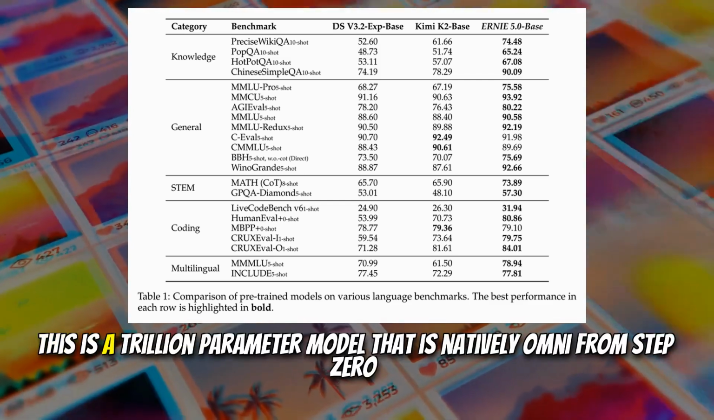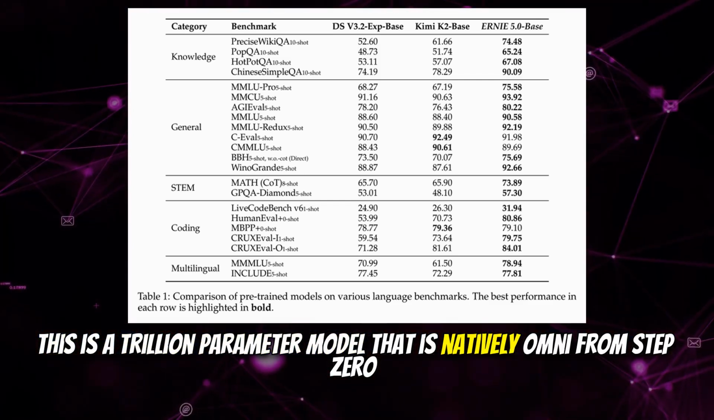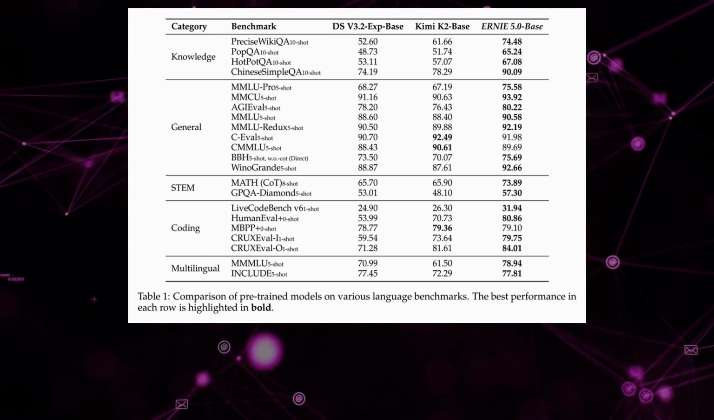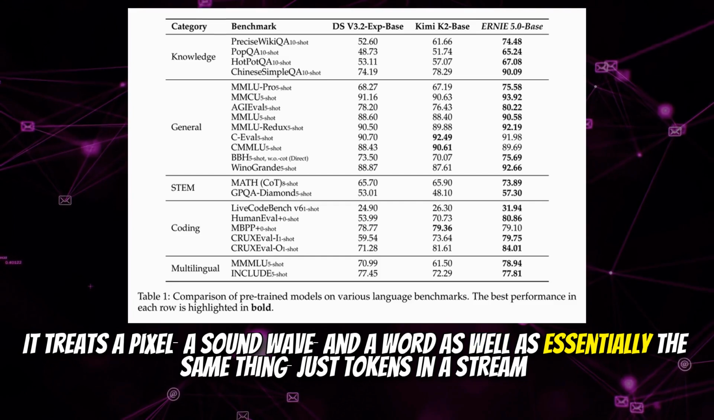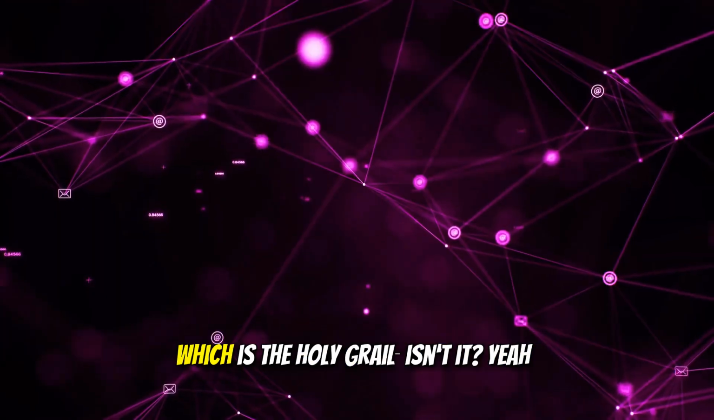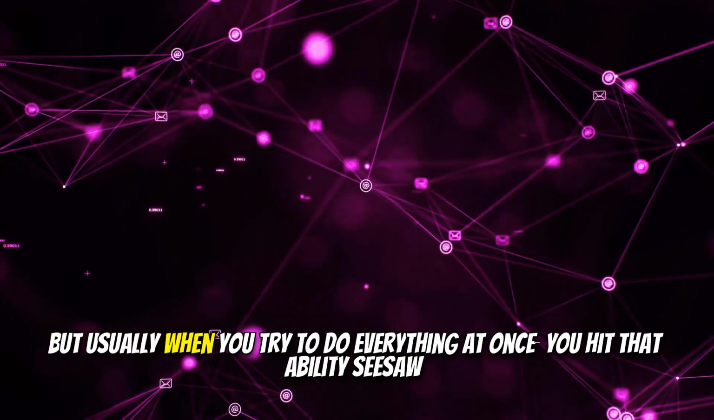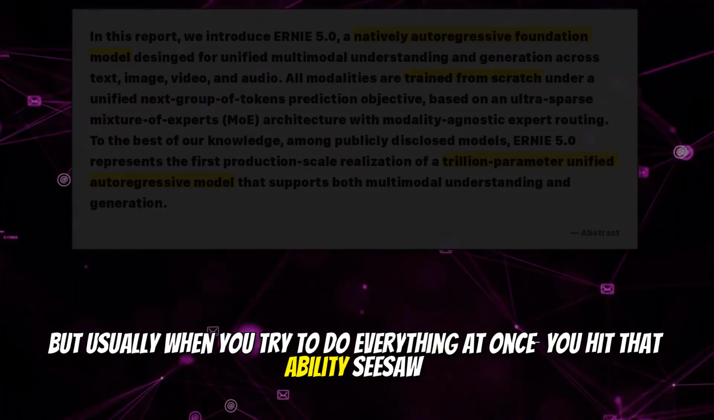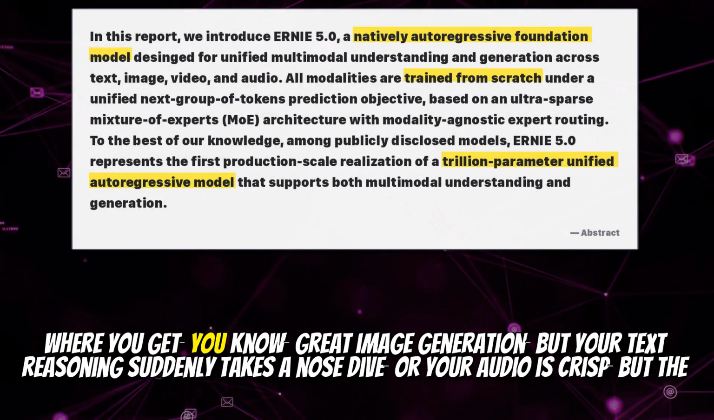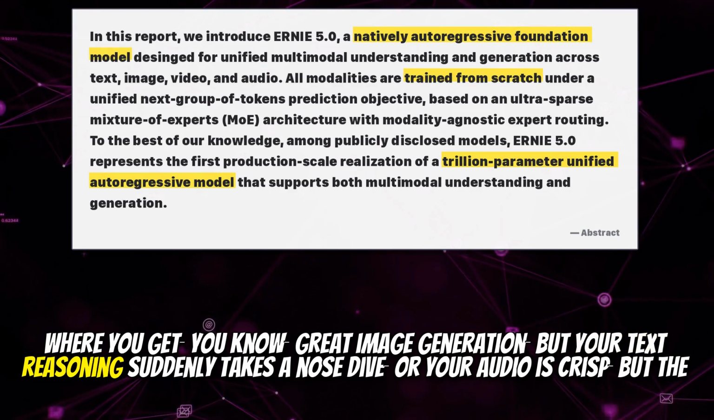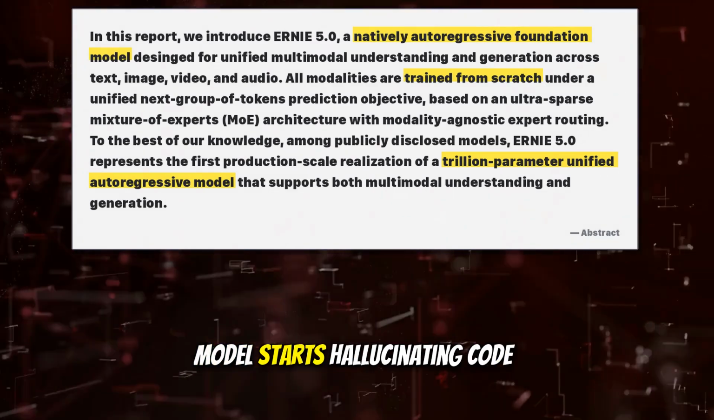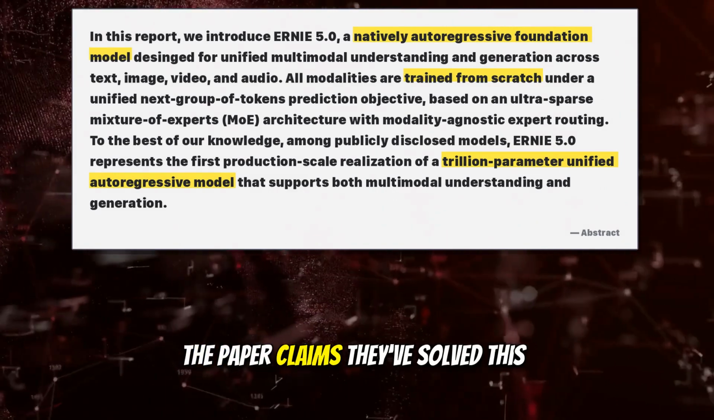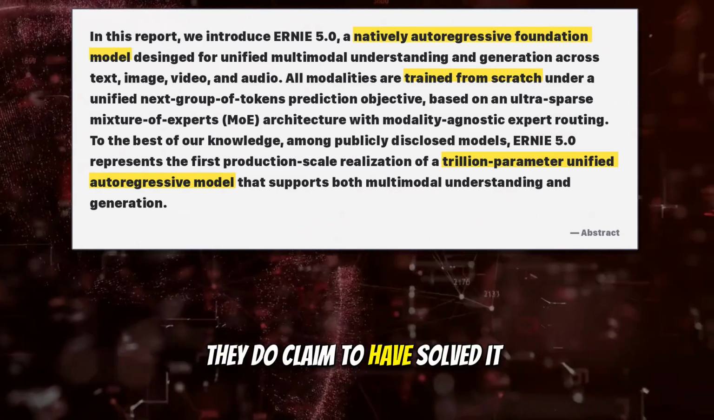Right. This is a trillion parameter model that is natively omni from step 0. It treats a pixel, a sound wave, and a word as essentially the same thing, just tokens in a stream. Which is the holy grail, isn't it? Yeah. But usually when you try to do everything at once, you hit that ability seesaw. Exactly. Where you get great image generation, but your text reasoning suddenly takes a nosedive. Yeah. Or your audio is crisp, but the model starts hallucinating code. The paper claims they've solved this. They do claim to have solved it, yes.